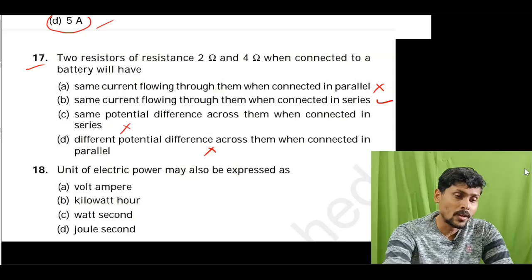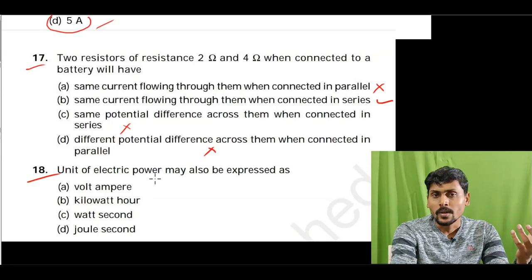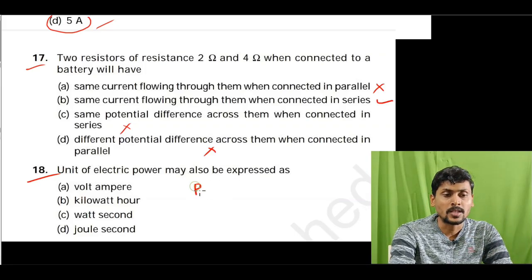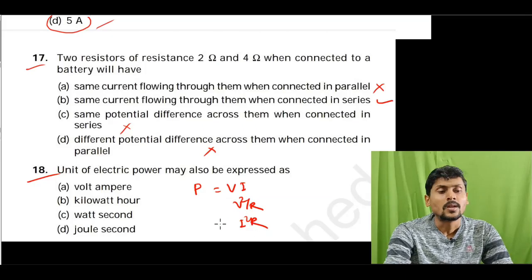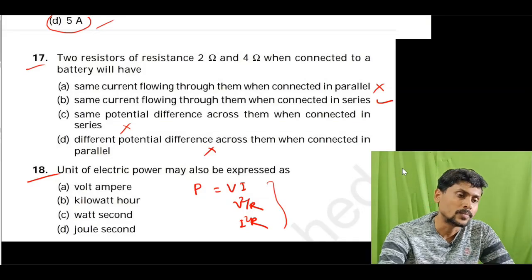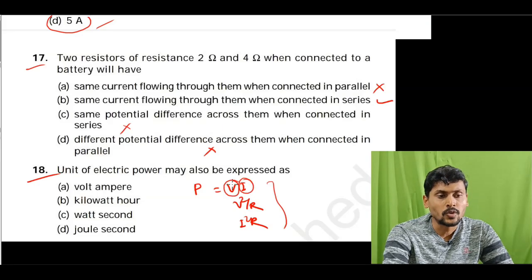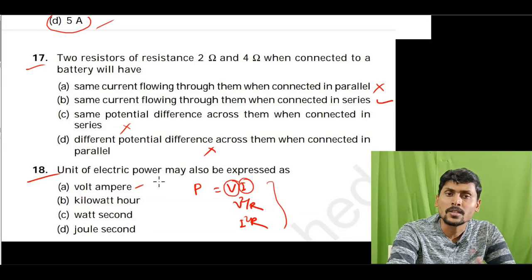So last question of this video, easy one. Unit of electric power may also be expressed as dash. So we know that power has many formulas like V into I, V square by R, or I square into R. So based on these formulas, let us find the unit. So volt into ampere. So volt means voltage, ampere means current. So if you multiply voltage with current, you are getting power. So option A is the correct one.